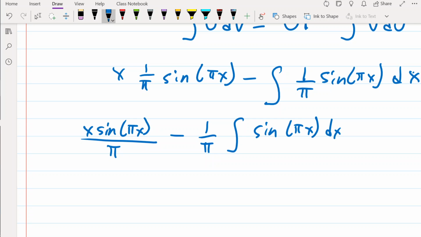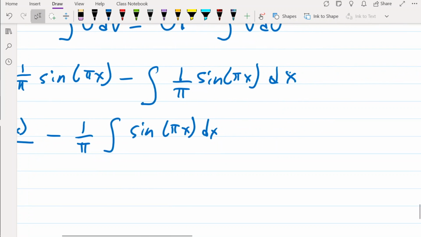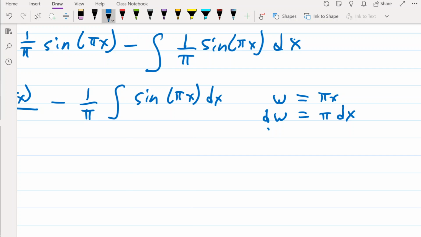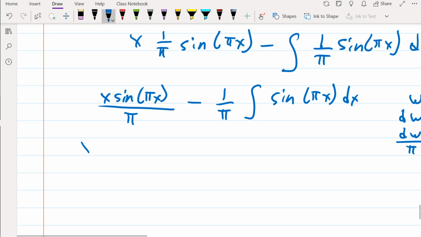So from here we can use U substitution. So we're going to set w, well actually we can do this in our head, but w equals pi x, dw equals pi dx, so dw over pi is going to equal dx. So we can just simply substitute in.